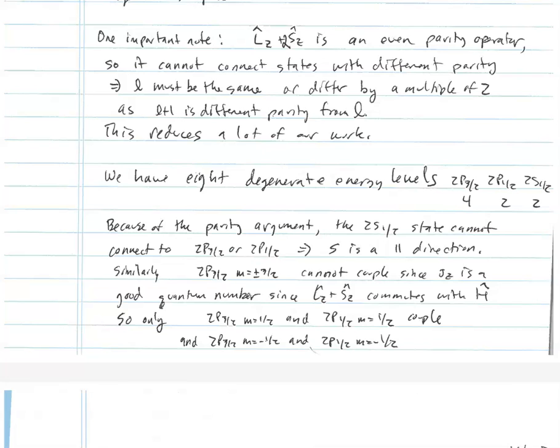But the parity argument tells us that the 2S 1/2 cannot couple to the 2P 3/2 or the 2P 1/2 because S is a parallel direction. Similarly, the 2P 3/2 cannot couple because JZ is a good quantum number, since LZ plus SZ commutes with the Hamiltonian. That means that, because there's only one way of forming M equals plus or minus 3/2, the expectation value of the SZ is known. That's another way of thinking of it. So those states also don't couple to anything.